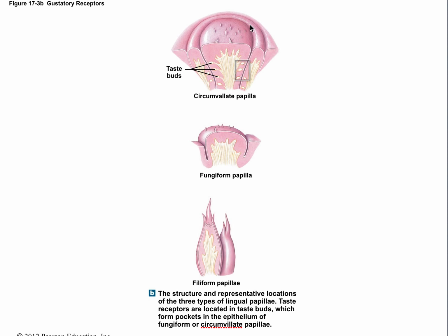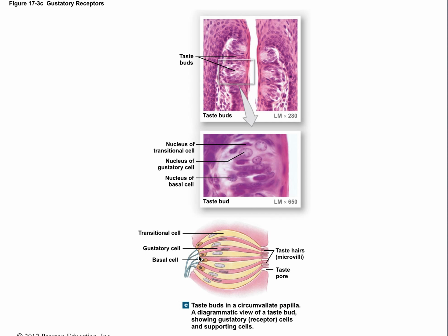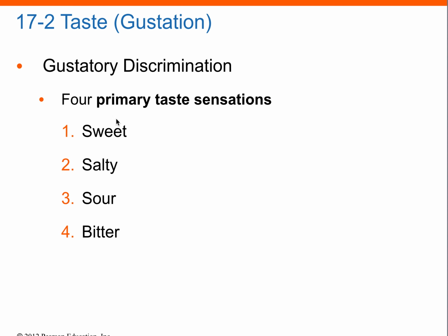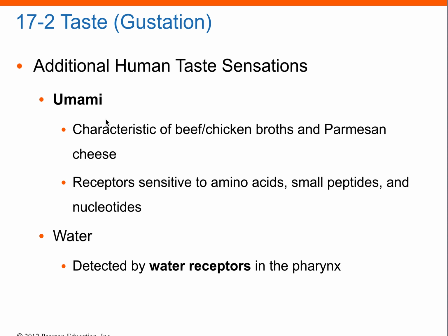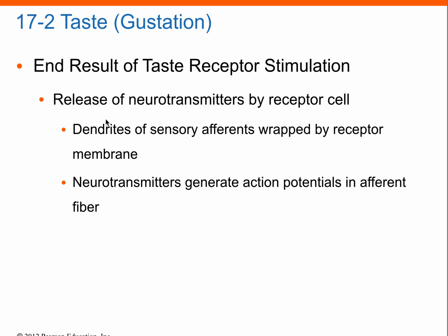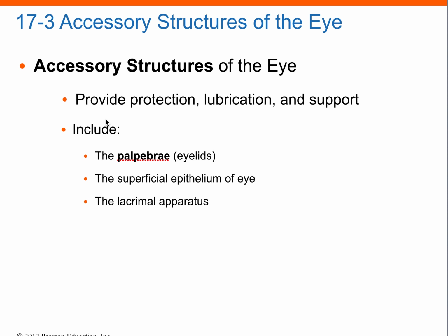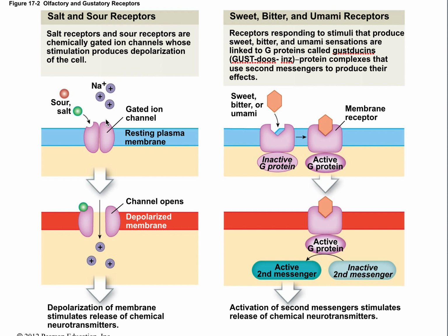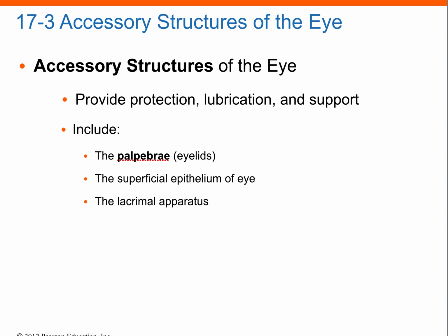So now you know the description. Circumvallate makes the V. Fungiform looks like a mushroom. Filiform has this type of shape to it. And then here are your taste buds. Your taste buds are going to be found in between, and they are sweet, salty, sour, bitter, and umami. Additional human taste, okay, so we're not going to go any further than that when it comes to taste. But when we get to the eye, that's a different story.